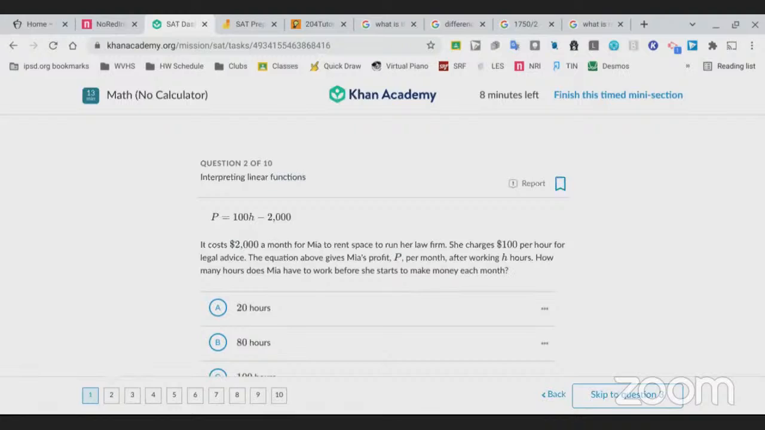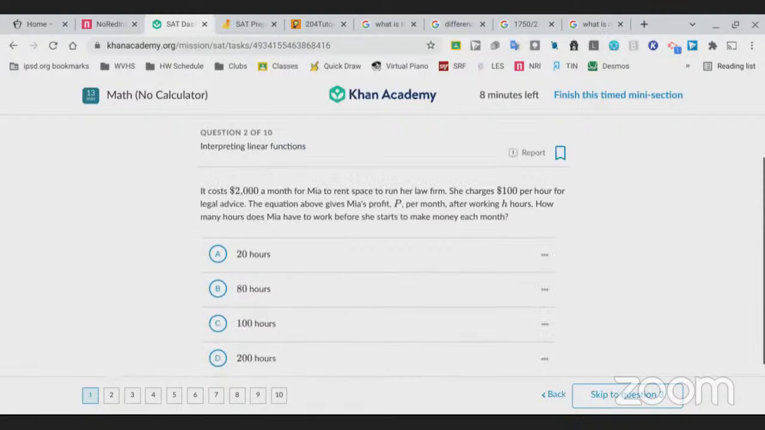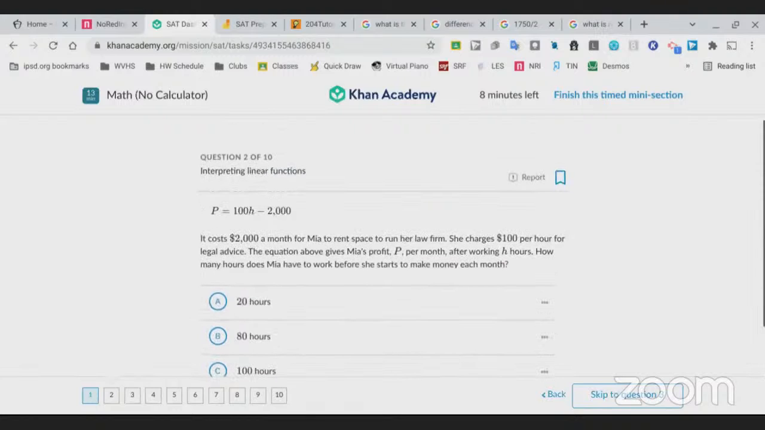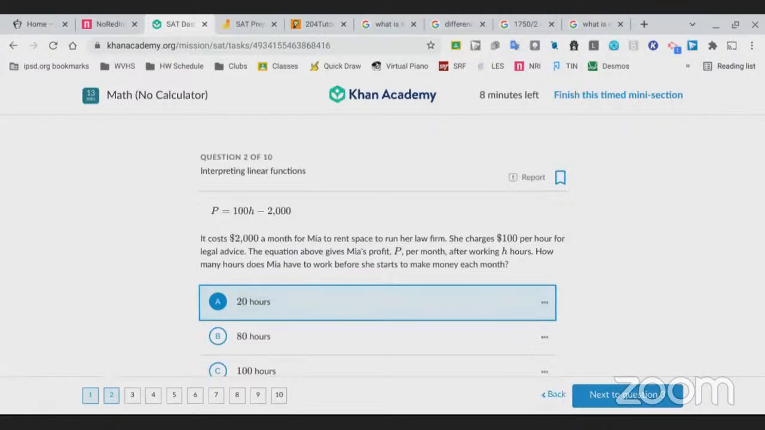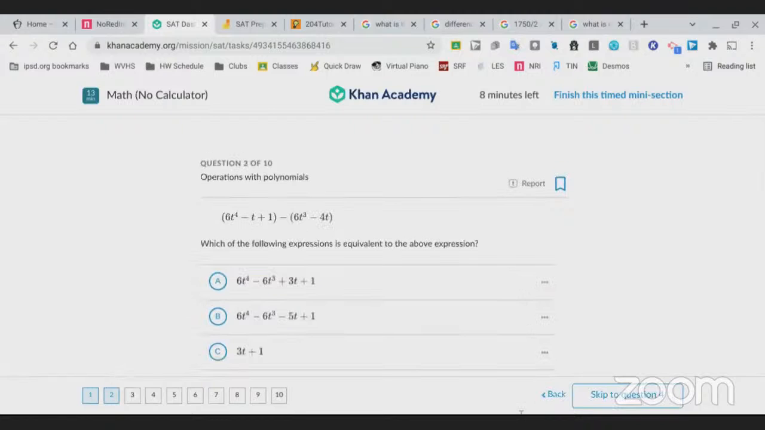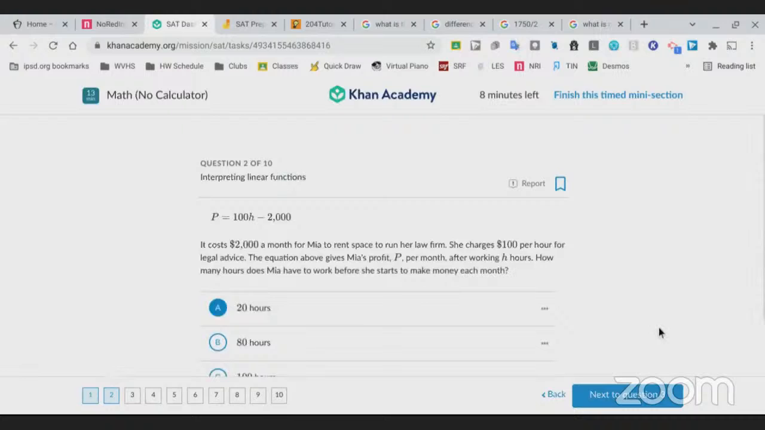Okay, so plug in 0, which means you just really have to divide 2000 by 100, which equals 20. So it would have been dividing 2001 by 100, and it would just be barely over 20, like 20 point something hours. And you would have been able to figure out that's 20. But the proper way to do it is to plug in 0 for P.